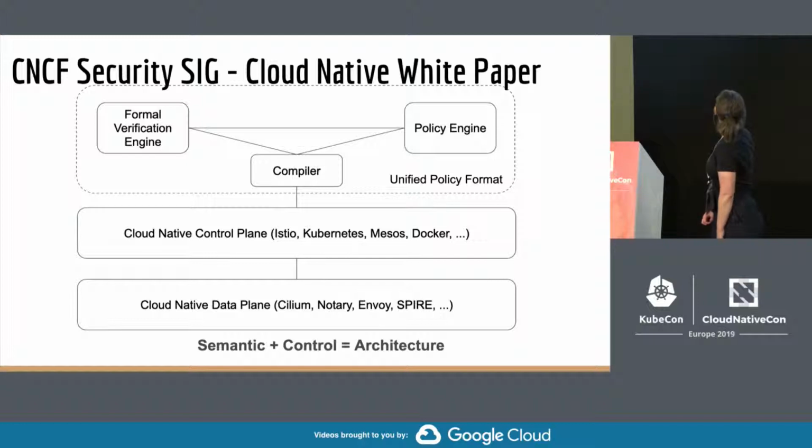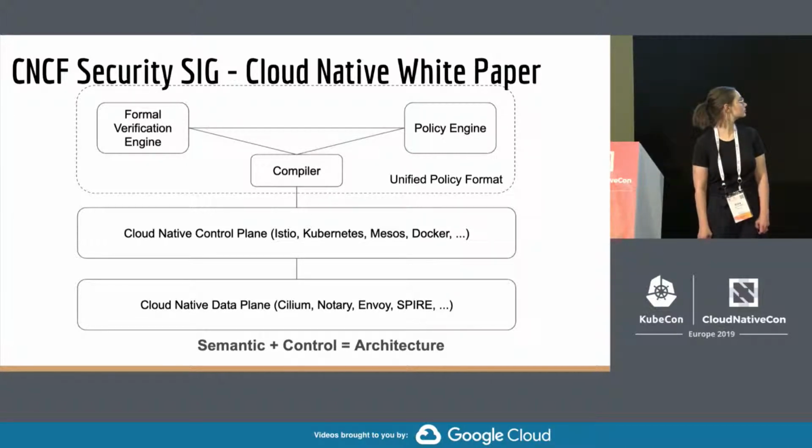Another broad aspect is, of course, policy. That's why we are here. We try to figure out an overall architecture for the whole cloud native system. It's not only for Kubernetes, but you also consider things like Cilium, SPIFFE, Istio, Mesos, Docker. You put all the things in perspective. This is something we came up with for the moment.